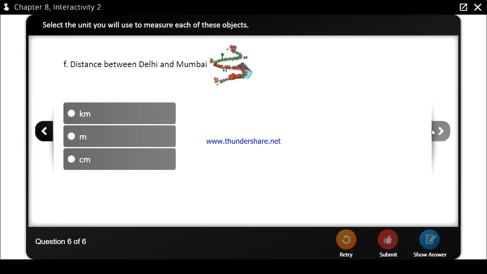Distance between Delhi and Mumbai. The F question, distance between Delhi and Mumbai. First option kilometer, the second one is meter, the last one is centimeter. It is a longer distance, so it is denoted kilometer. Delhi to Mumbai is denoted kilometer.